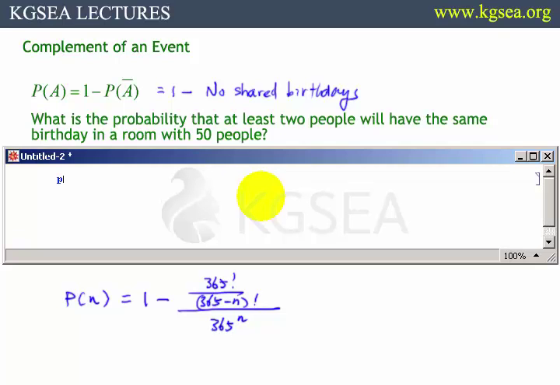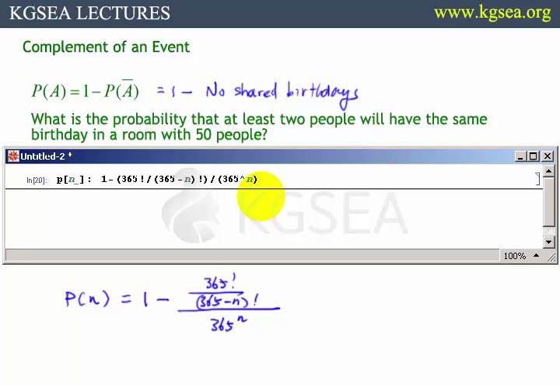Okay, I will type the function p of n is equal to 1 minus. Okay, I have the numerator, which is, I will use parentheses, 365 factorial divided by 365 minus n factorial. Okay, that's upstairs, and downstairs is, just for safety, I'm using parentheses, it's not necessary, 365 to the nth power. Okay, that's the function here.